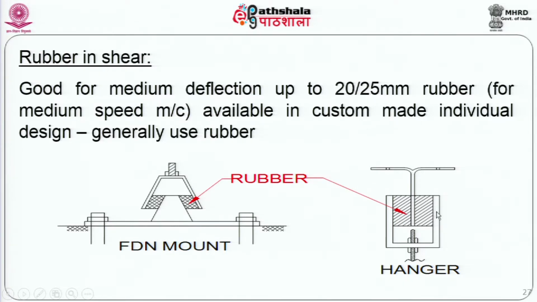So, this rubber is not rubber under compression, this is rubber under shear, because this is pulling it down, this is resisting it up. So, this rubber is in shear. Now, rubber in shear can give you these kinds of static deflections, 20 mm, 25 mm.